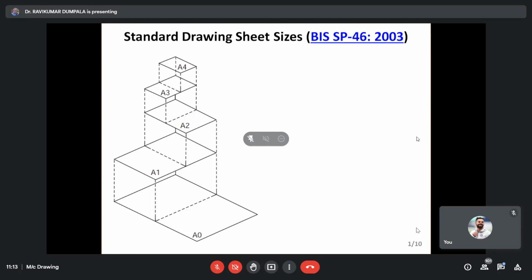Standards, right? The code SP46 2003. This especially is the drawing practice book for schools and colleges. Engineering drawing practice. Engineering drawing means it's generalized. It covers most of the topics of machine drawing and production drawing, the conventions, standards. So whatever standard textbooks we have, they are different.